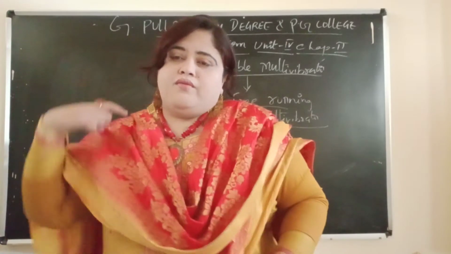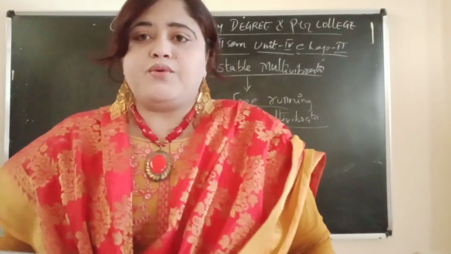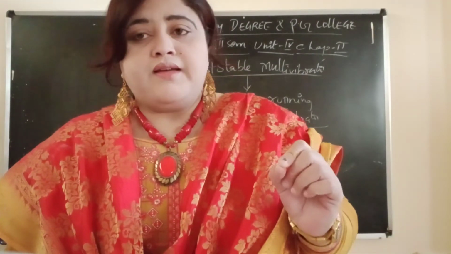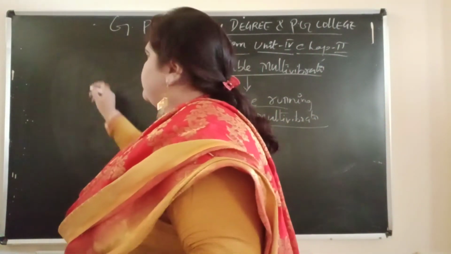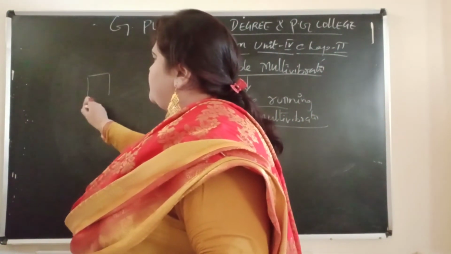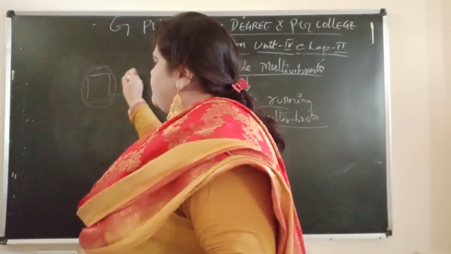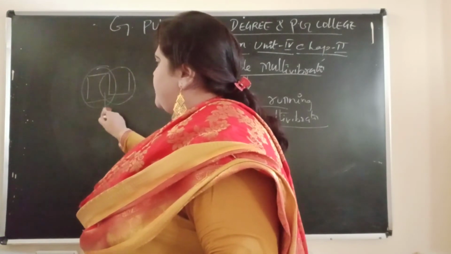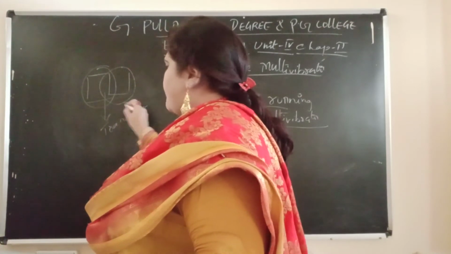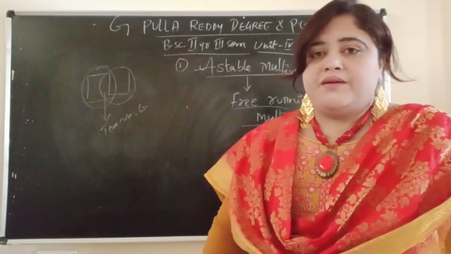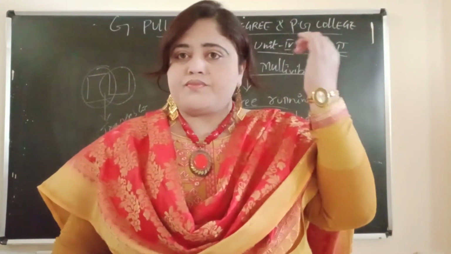Now, what do you mean by free running multivibrator? That means it can generate the output in the form of square wave. Square wave means you require 2 transistors compulsorily, because your output should be like this, then like this. This can be achieved by using transistors.